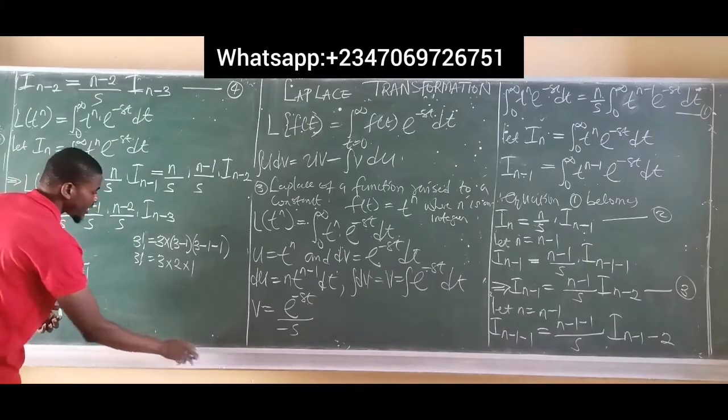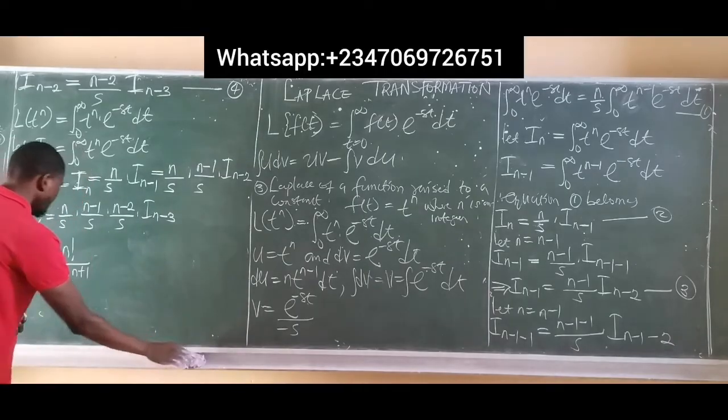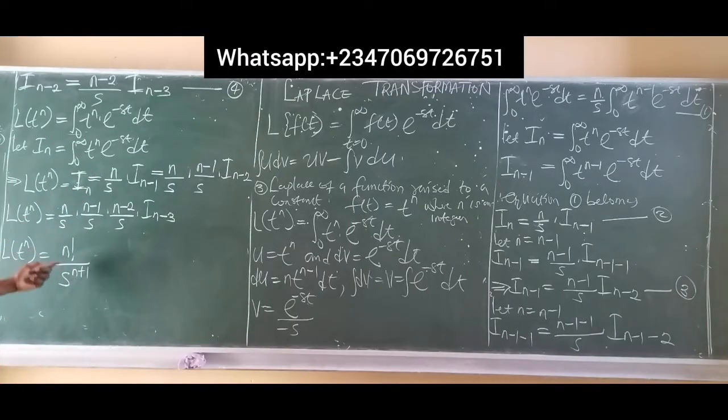So when you're asked to find a Laplace transformation of a function raised to a constant, it is simply the factorial of that constant divided by s to the power of that constant plus 1. Now let's pick up an example and see.